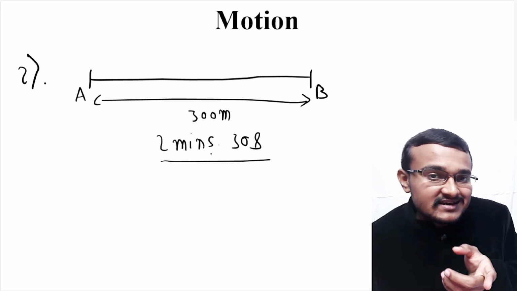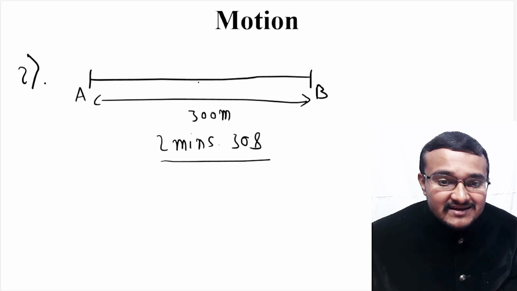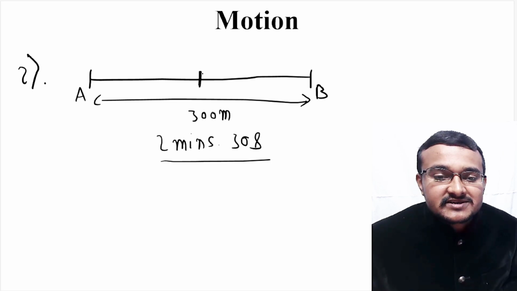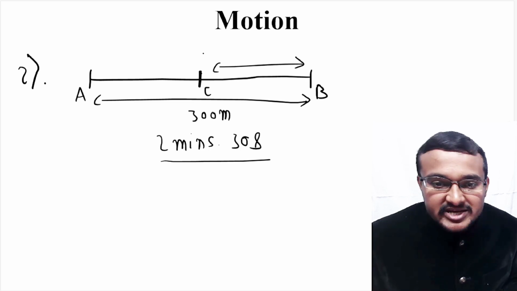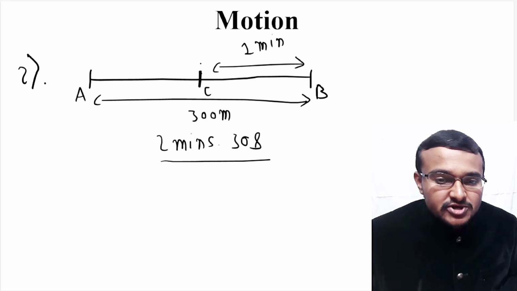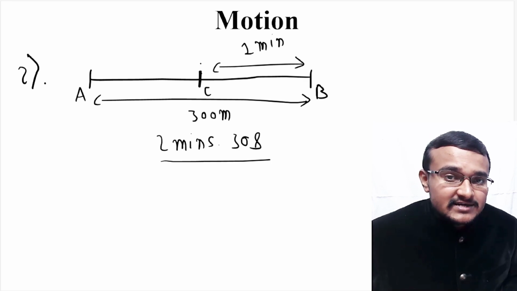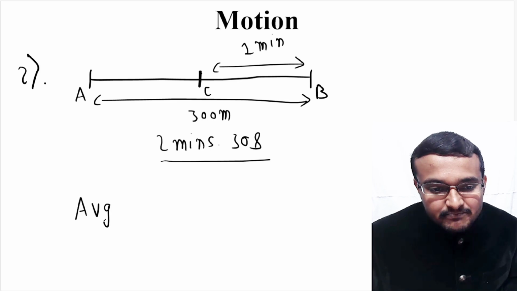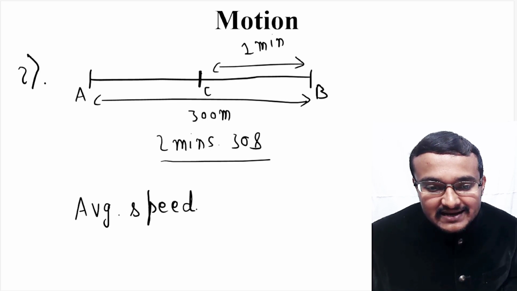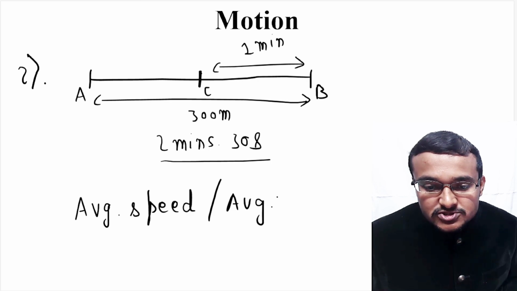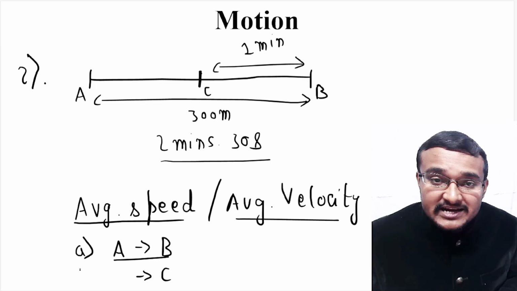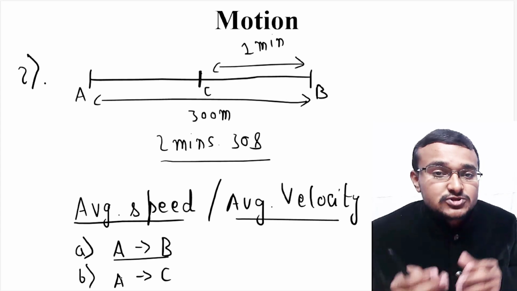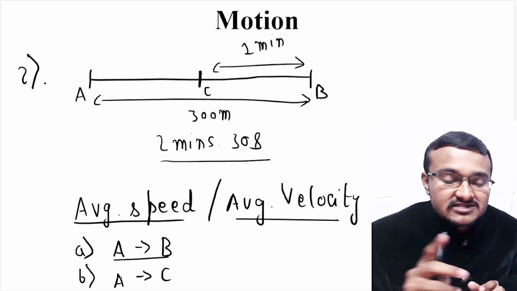After reaching B, he is turning around and in another 1 minute he is traveling to a certain position that is named C. So in order to cover this distance from B to C, he is taking 1 minute. So now they are asking to calculate average speed, and you should also calculate average velocity. So both average speed and average velocity of this particular Joseph you have to calculate while traveling from A to B and also while traveling from A to C. So in both the cases you have to find out average speed and average velocity.